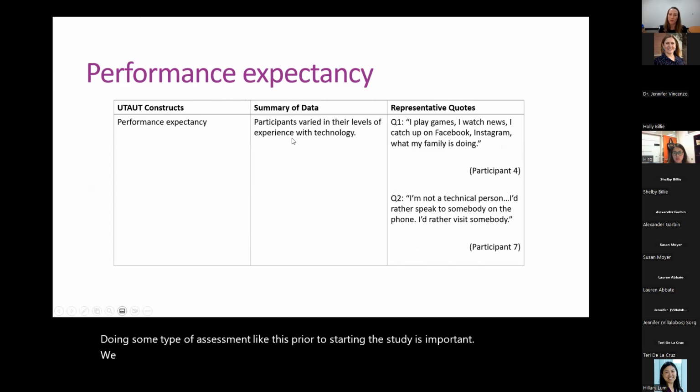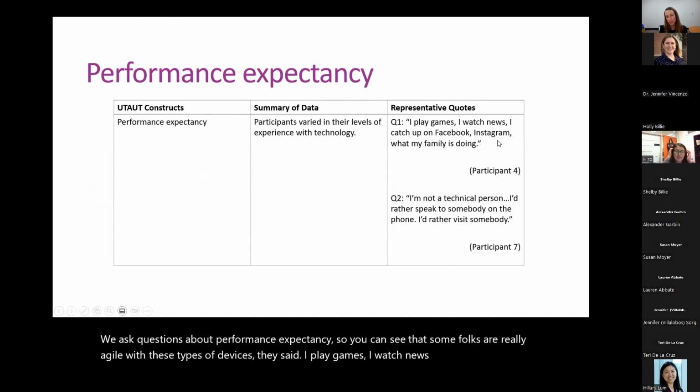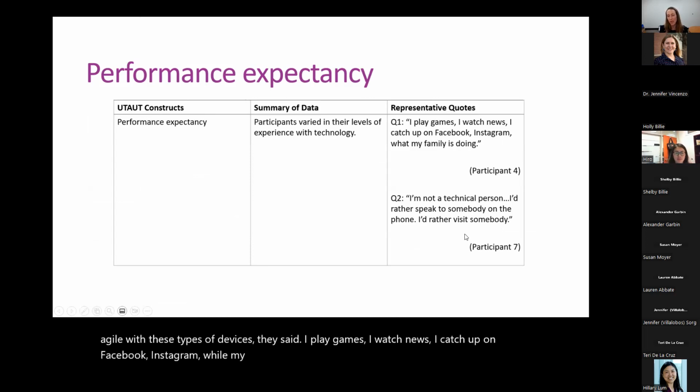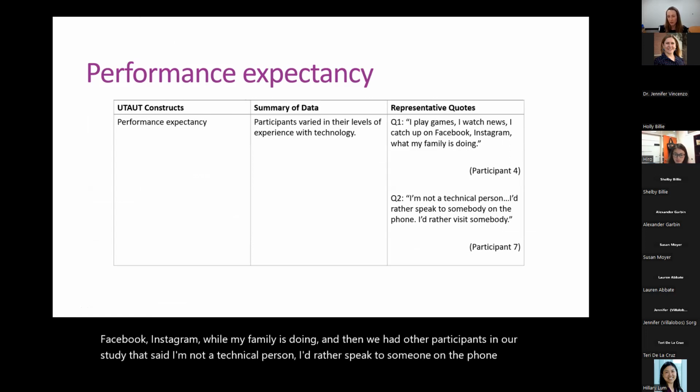We asked questions about performance expectancy. You can see that some folks are really agile with these types of devices. They said, I play games, I watch news, I catch up on Facebook, Instagram, what my family is doing. And then we had other participants in our study that said, I'm not a technical person, I'd rather speak to someone on the phone, I'd rather visit somebody.